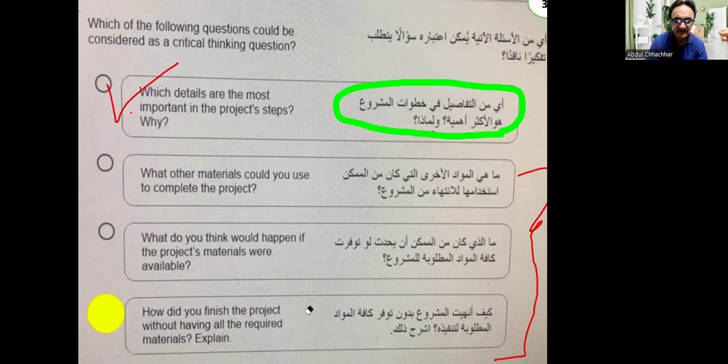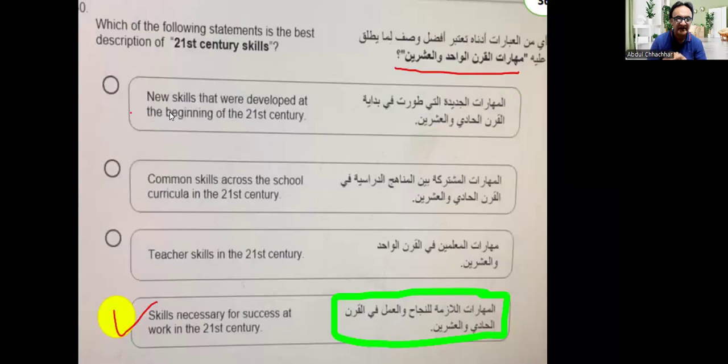Let's see further what else we have. Okay. Now this is about the 21st century skills. Which of the following statements is the best description? अच्छा जी. One of the common mistakes educators make is that they think the four C's are the only 21st century skills. No. 21st century skills तो हंड्रेड्स में हैं.